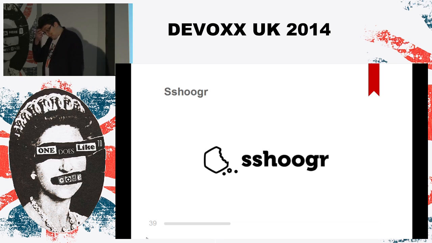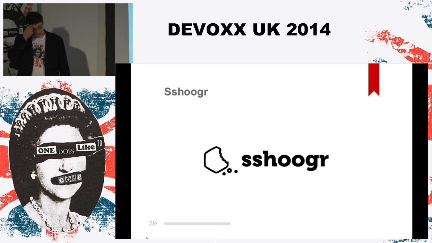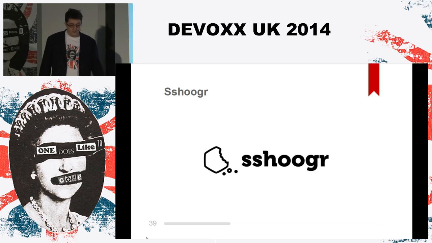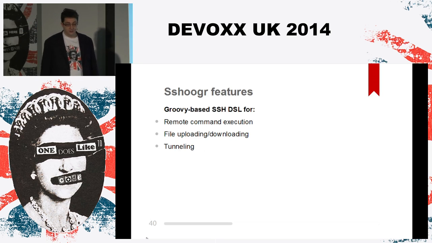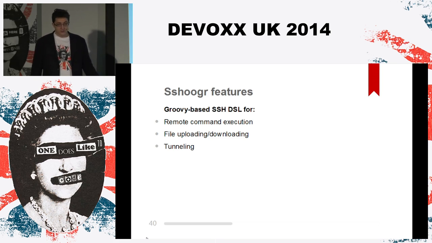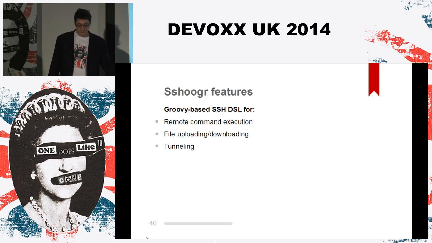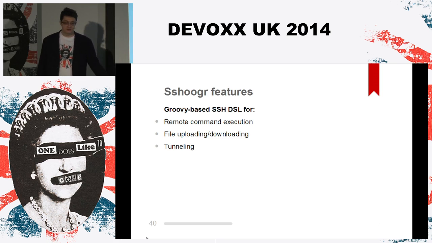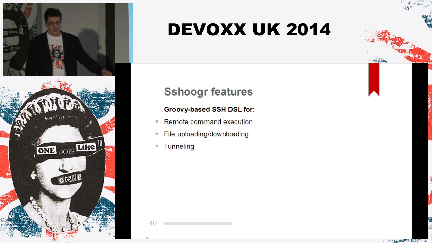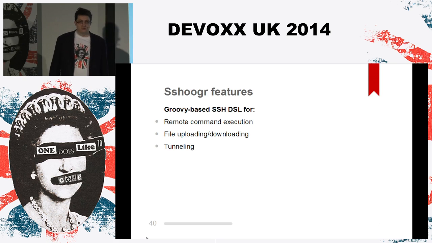So what we did, we decided to just try a new DSL for that, and we created a library called Sugar. As you may guess, Sugar is a Groovy-based SSH DSL for doing the same stuff we did already with Ant, but it's just more convenient. As well as remote command execution, it has file uploading and downloading, and another thing that helps us a lot is that we also implemented tunneling, because sometimes the server is behind firewalls, and you may have 2 or 3 tunnels before you actually get to the actual server.